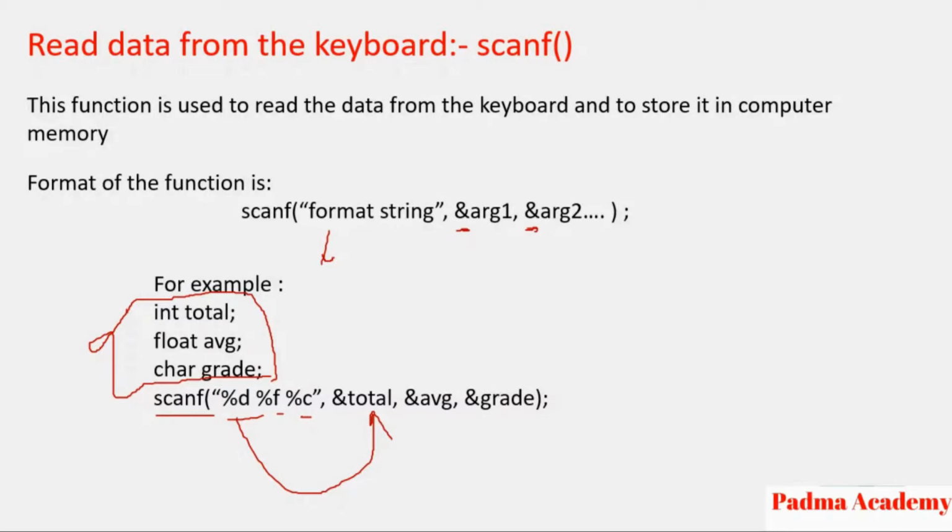Then it will move further towards the float, then store the value of float in average, that is avg. Then it will move further towards the character, then it will store the value of the character in grade. So this is all about formatted function.